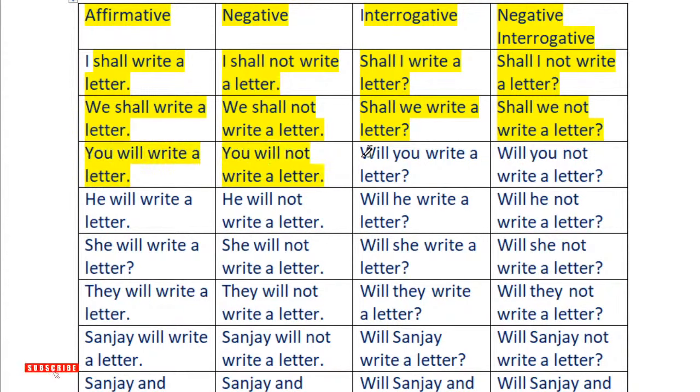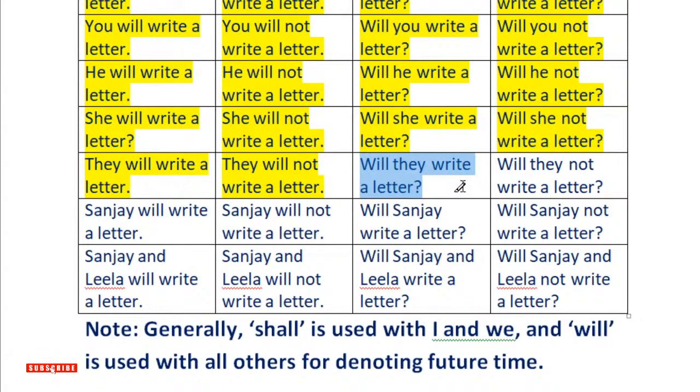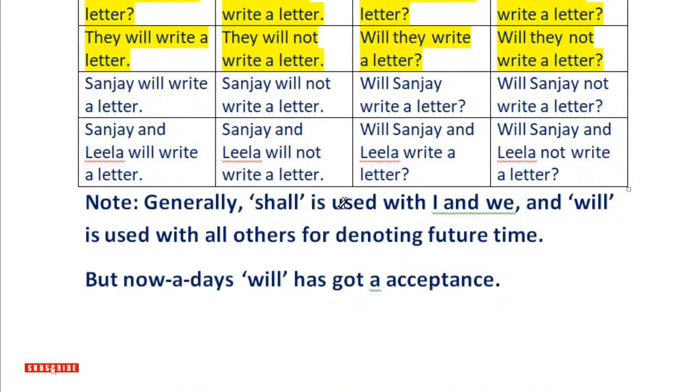After this we have she will write a letter. She will not write a letter. Will she write a letter? Will she not write a letter? Then they will write a letter. They will not write a letter. Will they write a letter? Will they not write a letter? Then Sanjay will write a letter. Sanjay will not write a letter. Will Sanjay write a letter? Will Sanjay not write a letter?